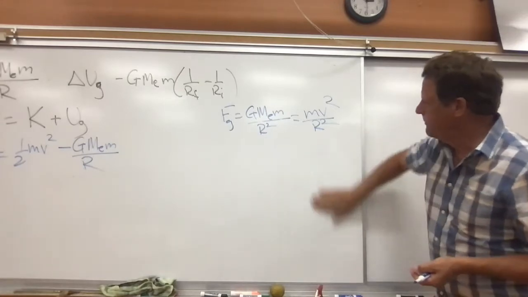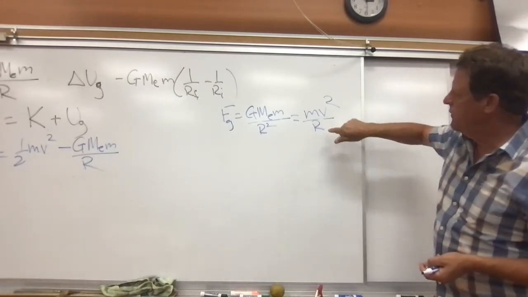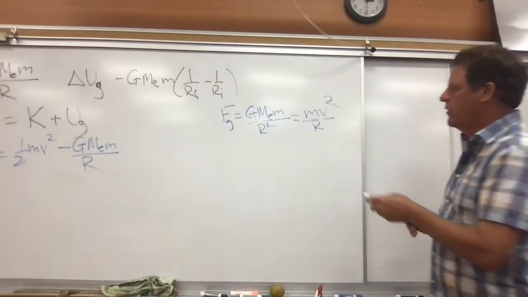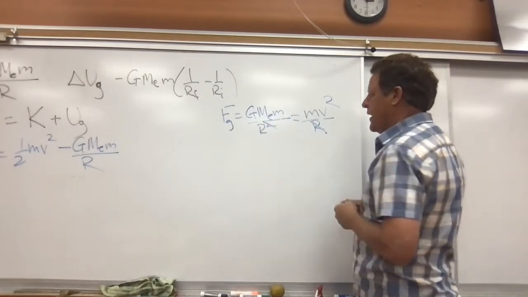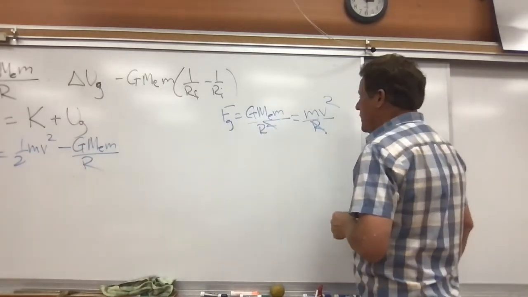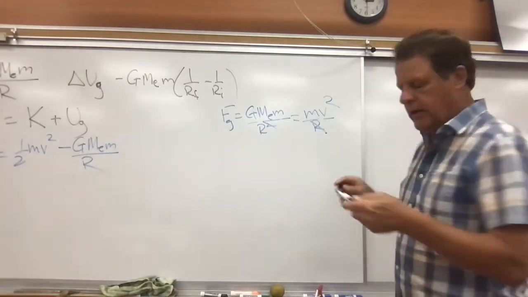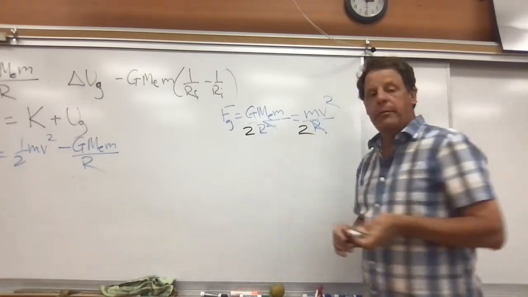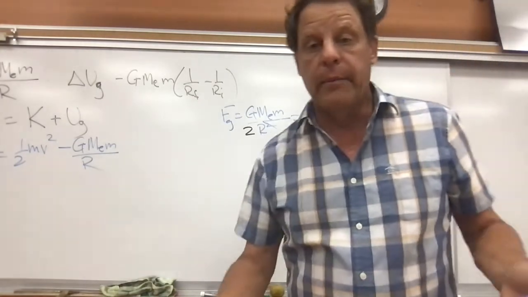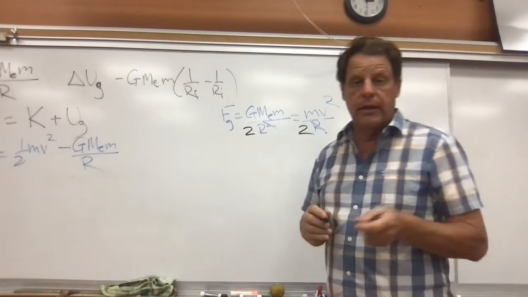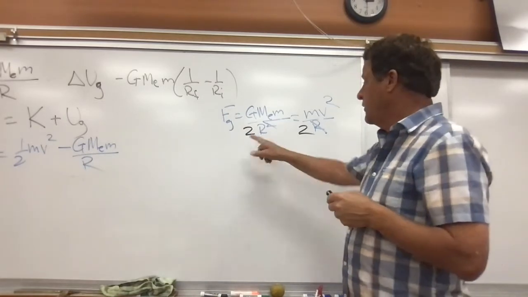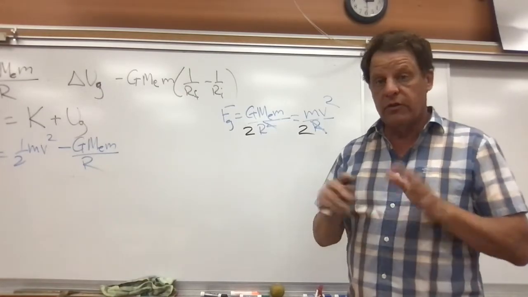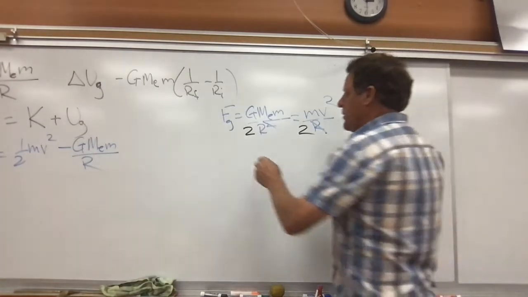But this time, this is R, not R squared. So this R is going to cancel out. And what I'm going to do is divide both sides by 2. Now, why am I doing that? You'll see in a minute. But the question is, can I? As long as I do something to both sides, it's still going to be an equation. It's still going to be equal.